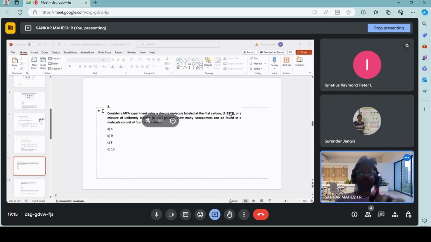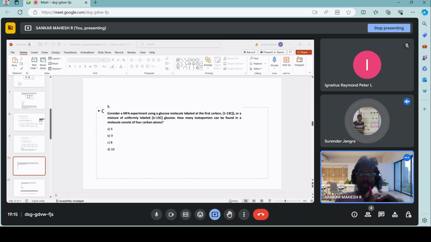So the first statement is just an addition. The intention of this question is just to see if we are able to get the 2 power n relationship between the number of isotopomers and the number of carbon atoms.